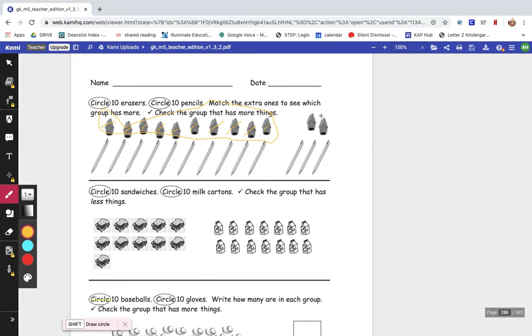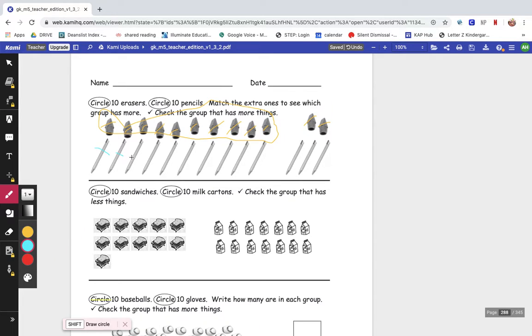So that's 10 ones, and then we have more ones. So then we have 10, 11, 12. We have 12 erasers, okay? Now I'm going to do the same thing with the pencils. I'm going to use a different color. All right, I'm going to count.